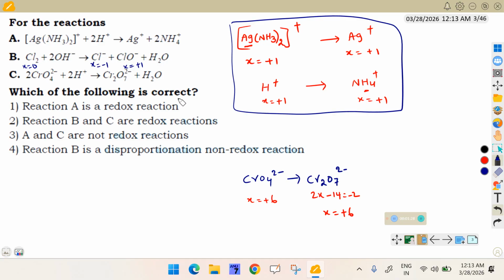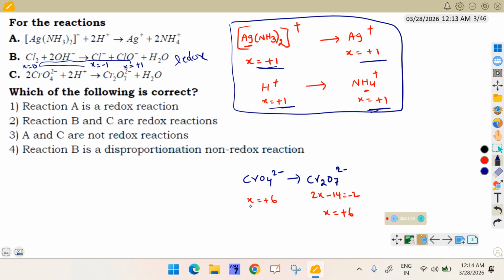Which of the following is correct? A does not undergo a redox reaction. A is not a redox reaction because the oxidation states on the left side and right side remain the same. So A is not a redox reaction. B is a redox reaction because 0 is converted to -1, and 0 oxidation state is converted to +1. So it is a redox reaction.